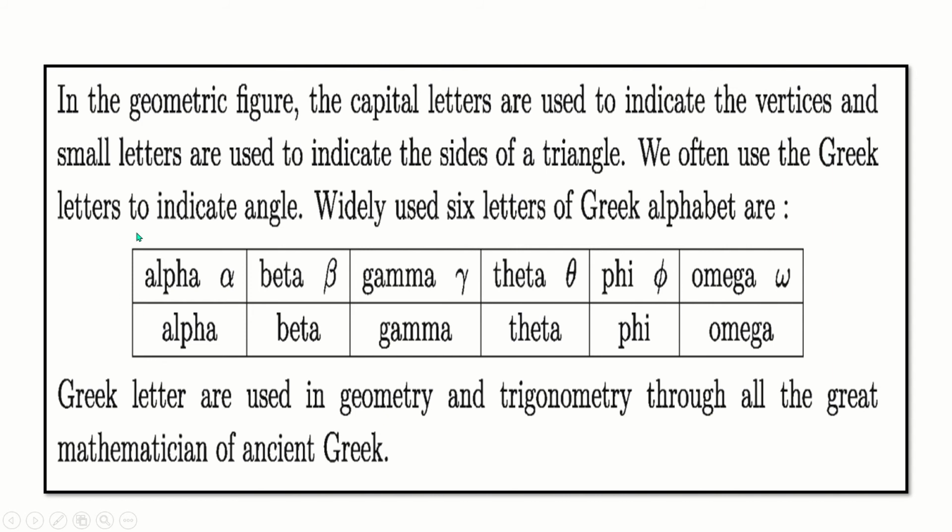We often use Greek letters to indicate angles. Six widely used letters of the Greek alphabet are alpha, beta, gamma, theta, phi, omega. You have to remember this. Greek letters are used in geometry and trigonometry through all the great mathematicians of ancient Greece.